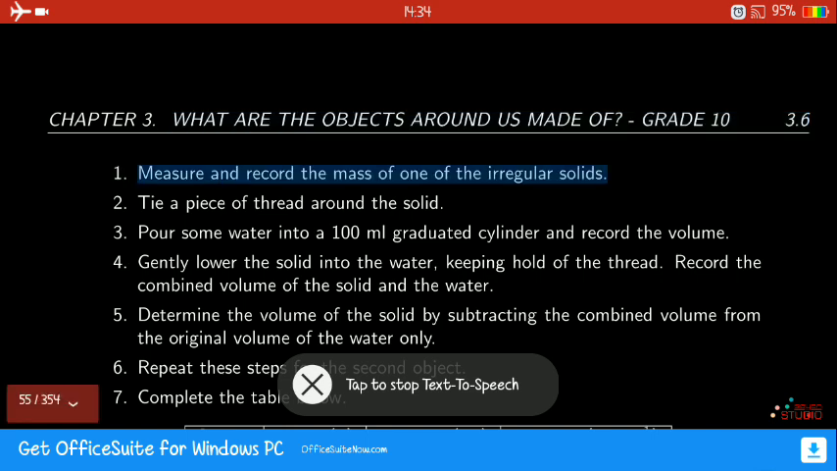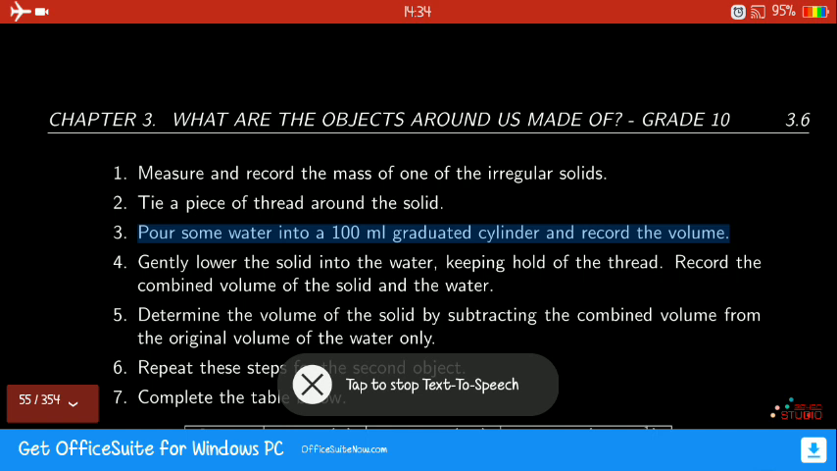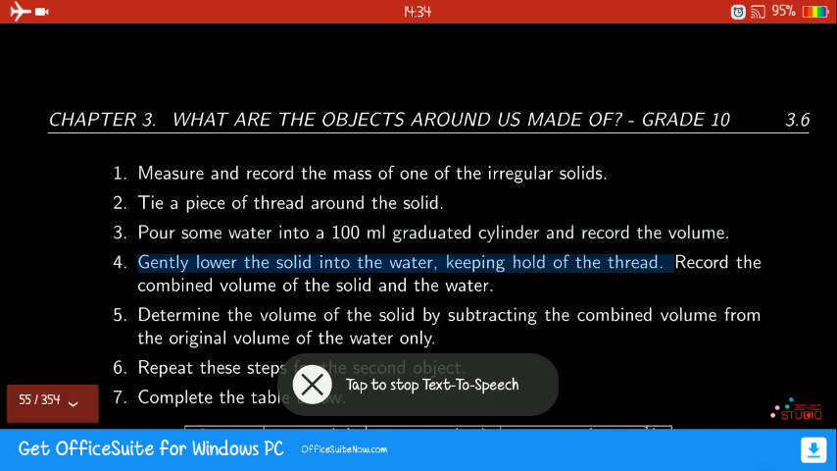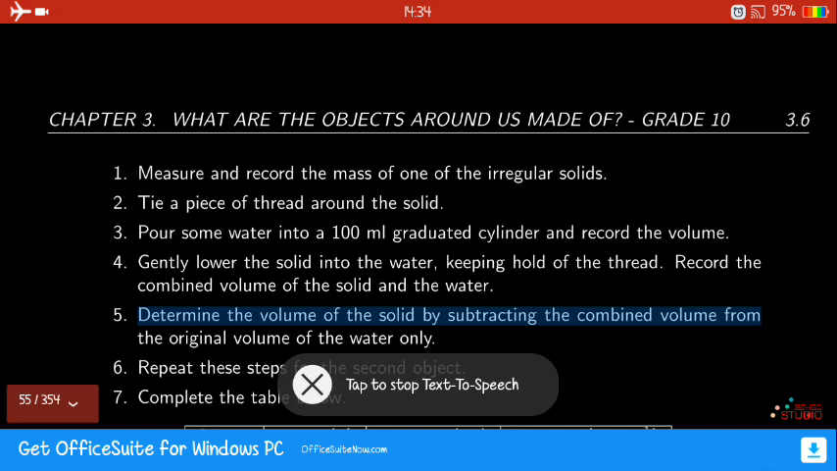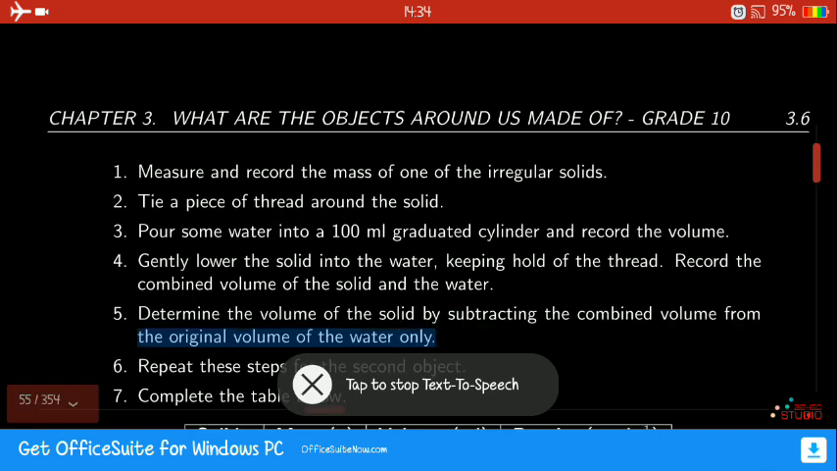1. Measure and record the mass of one of the irregular solids. 2. Tie a piece of thread around the solid. 3. Pour some water into a 100 ml graduated cylinder and record the volume. 4. Gently lower the solid into the water, keeping hold of the thread. Record the combined volume of the solid and the water. 5. Determine the volume of the solid by subtracting the original volume of the water only from the combined volume.